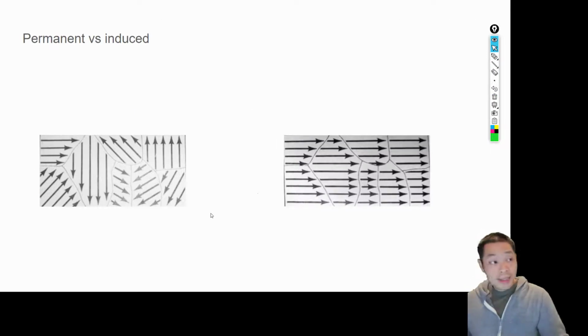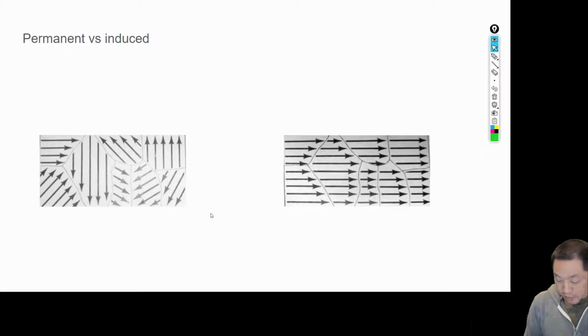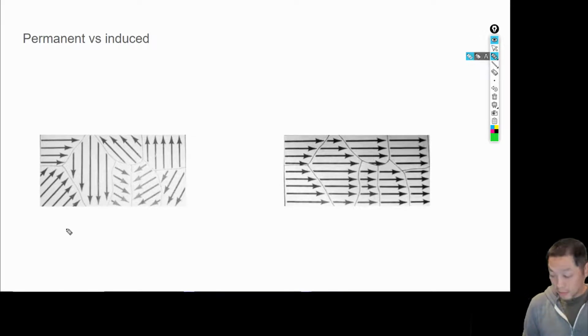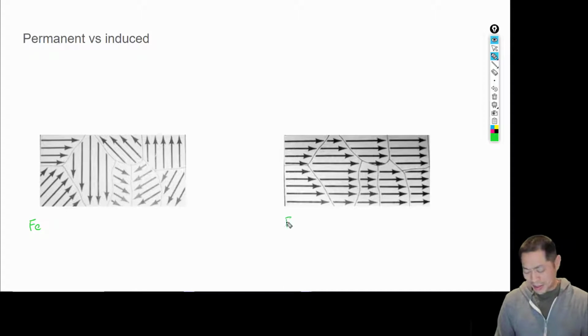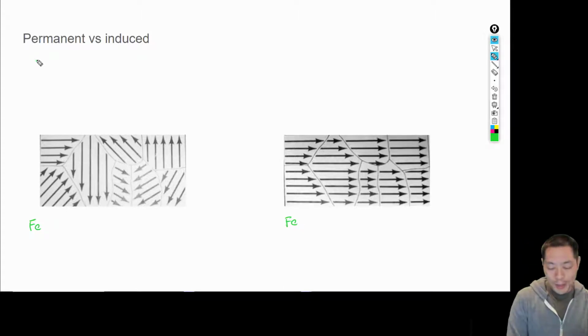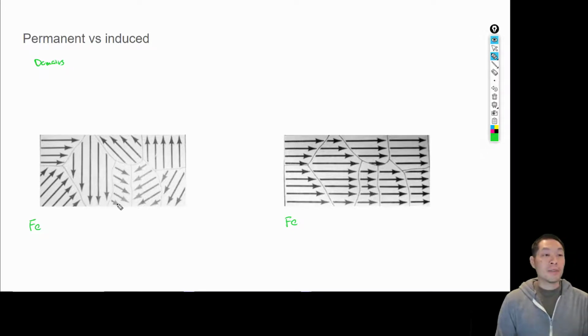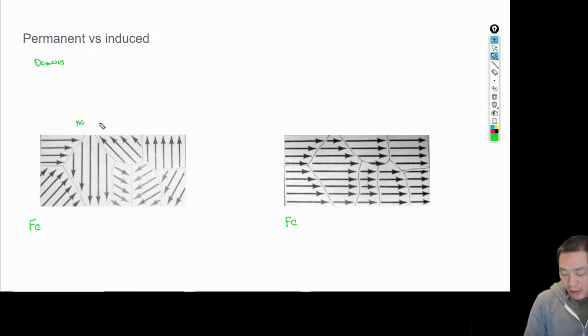Okay, within these three metals, let's say this is iron, and this is cobalt, or sorry, still iron, they have something called domains. And domains are little chunks of the material that have similar magnetic orientation. So here is a non-magnet.